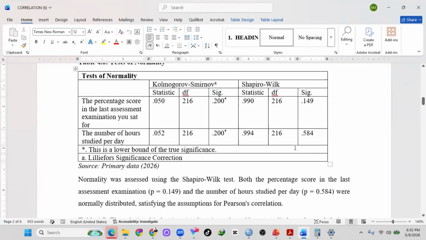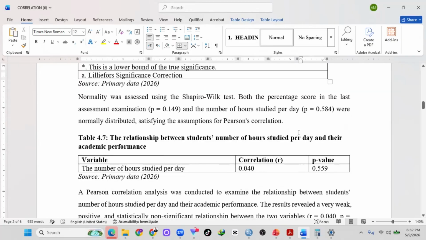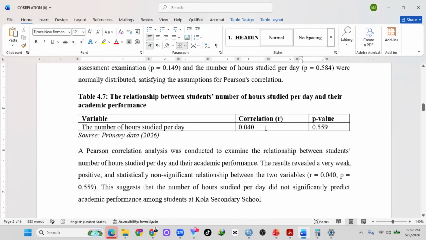So we are going to just describe what I've just been saying. So normality was assessed using the Shapiro-Wilk test. Both percentage score in the last assessment examination and the number of hours were normally distributed as indicated by the p-value. So I used these ones. I told you these ones are the most important ones to determine the distribution. Okay, so now that we know that our data passes the normality test, we are going to now do the actual correlation analysis. So if you look here, we already did this, and we have a correlation coefficient. This is the correlation coefficient I was telling you about.